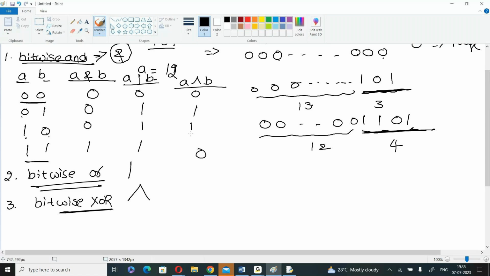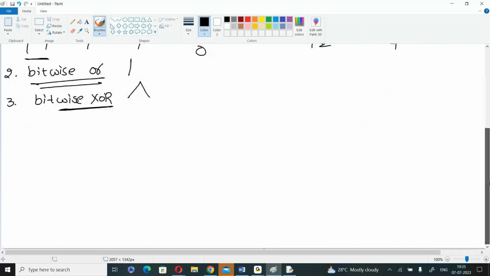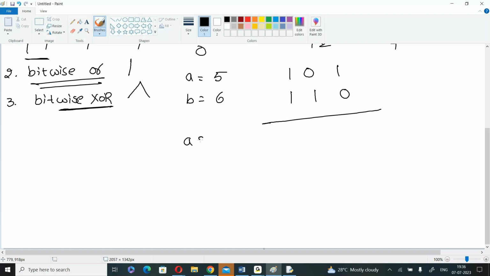Anyway, I will explain with one example. You will get the complete idea. Take any two numbers. Suppose a is equal to 5 and b is equal to 6. Perform the operation. First, 5 is converted into binary, 101. 6 is converted into binary, 110. Now the first operation, a AND b. What is the output? Bit by bit. Bitwise means bit by bit.